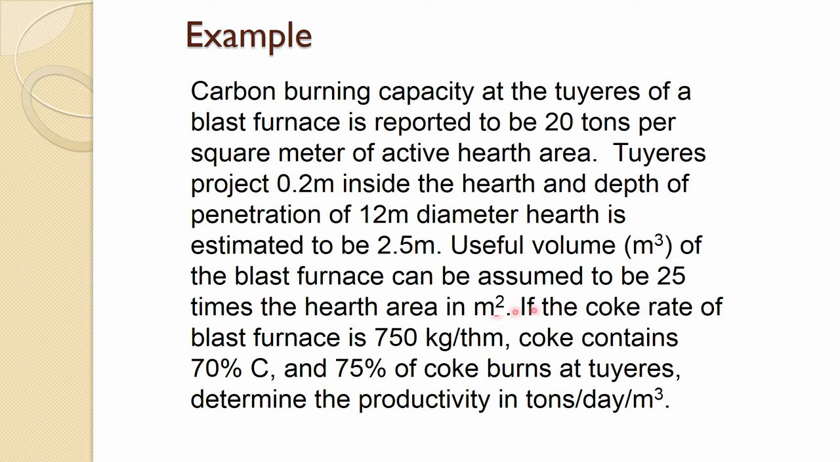If the coke rate of the blast furnace is 750 kg per ton of hot metal, coke contains 70% carbon and 75% of coke burns at the TUR, determine the productivity in tons per day per meter cube. So, now here you have to calculate the productivity of the furnace. Most of the parameters are given.